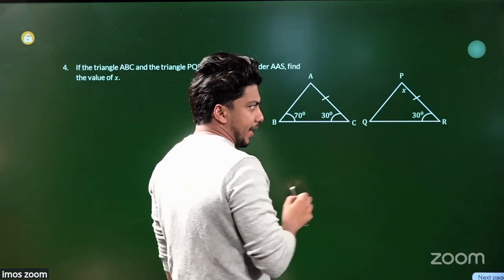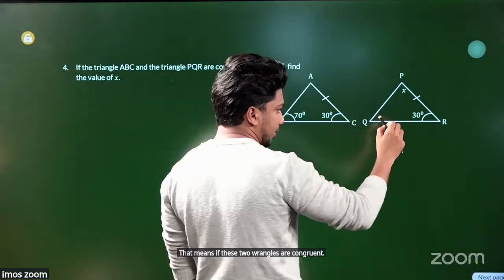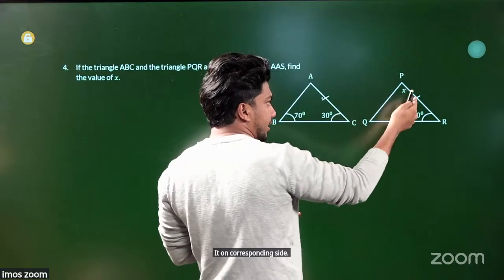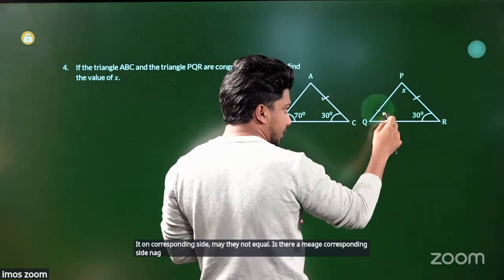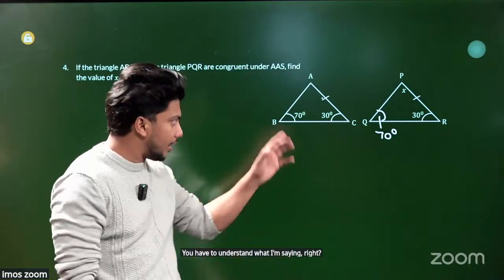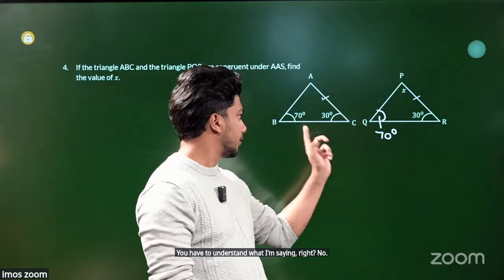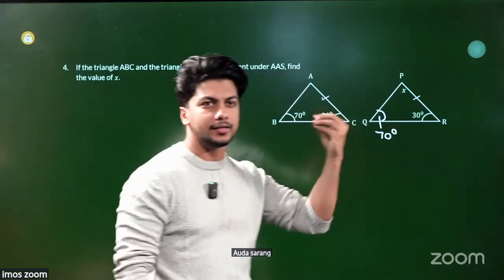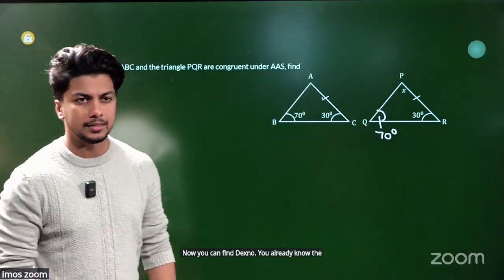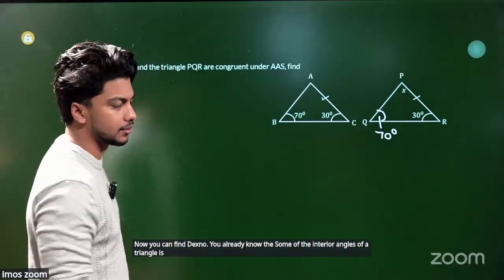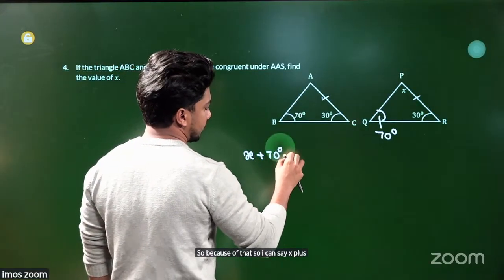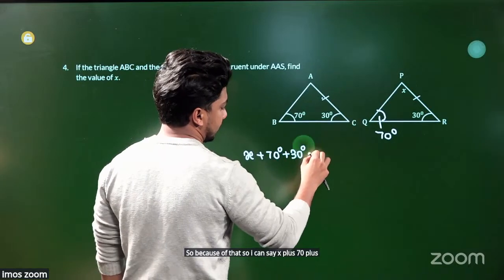Right. That means if these two triangles are congruent according to the AAS, then the corresponding side should be equal. For its corresponding side to match this one, this has to be 70. You have to understand what I'm saying, right? Now AAS: two angles equal and the sides opposite the 70 equal. That is how the triangles are congruent by the AAS case. Now you can find the x, no? You already know the sum of the interior angles of a triangle is 180 degrees. So because of that, I can say x plus 70 plus 30, it is 180.